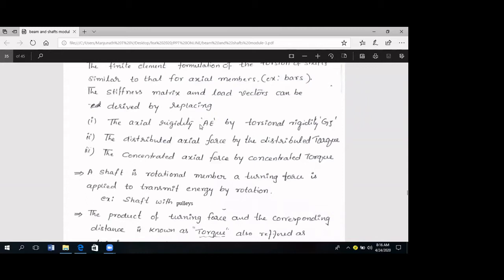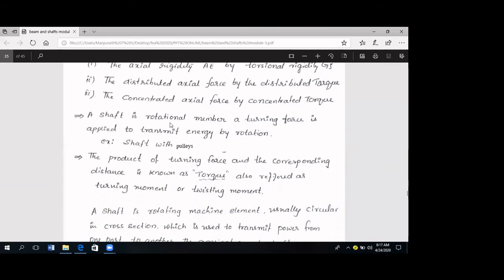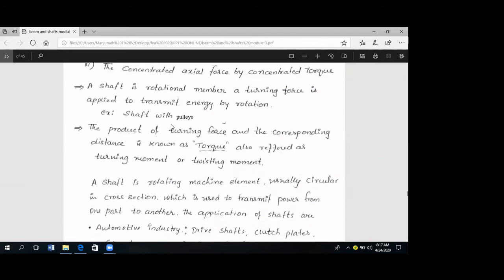So the terms mainly replaced as compared to the bars are: the AE, the axial rigidity, is replaced with the torsional rigidity GJ. The distributed axial force is replaced by the distributed torque. The concentrated axial force is replaced by the concentrated torque. That is, whatever the axial force is, it is replaced by the torque. The finite element formulation of torsion of shafts is formulated similar to the axial members.